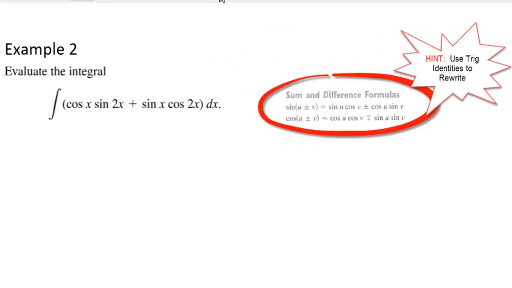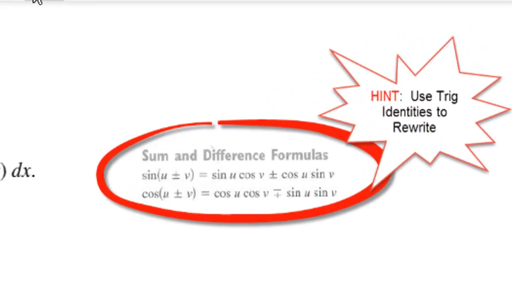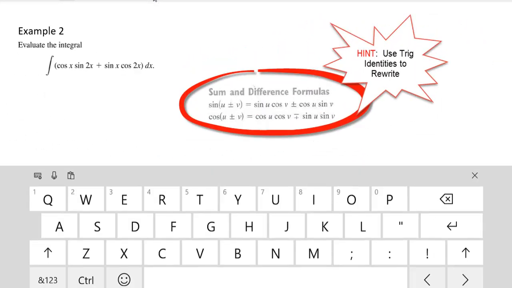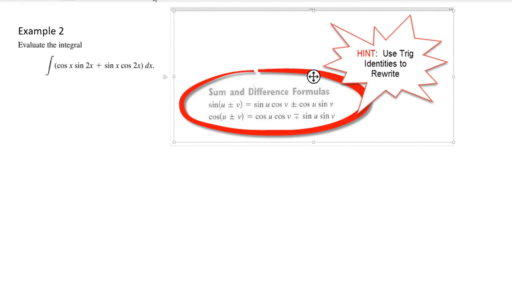We're asked to evaluate the integral of cosine x sine 2x plus sine x cosine 2x dx. You're allowed to use your trig formula sheet on the exam, so you don't have to memorize these trig identities, but I am going to remind you of the trig identities for the sum and difference formulas. Which sum and difference formula do you think I'm going to use here? Which formula seems the most appropriate?